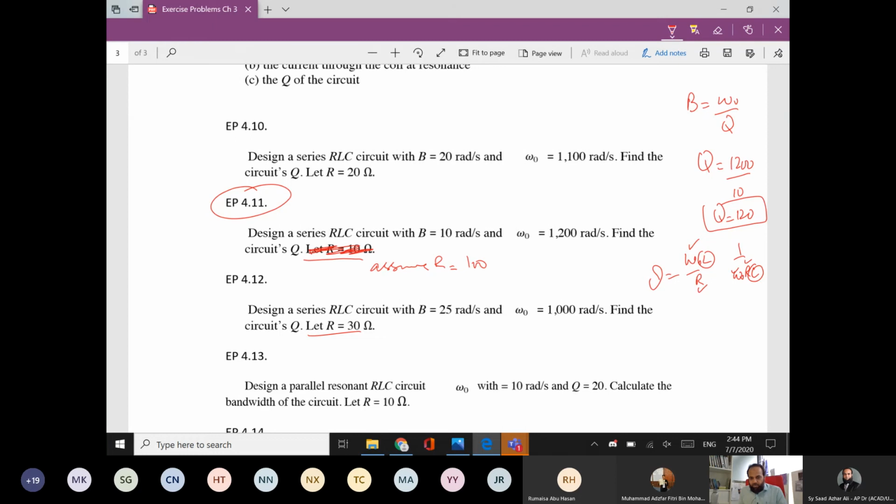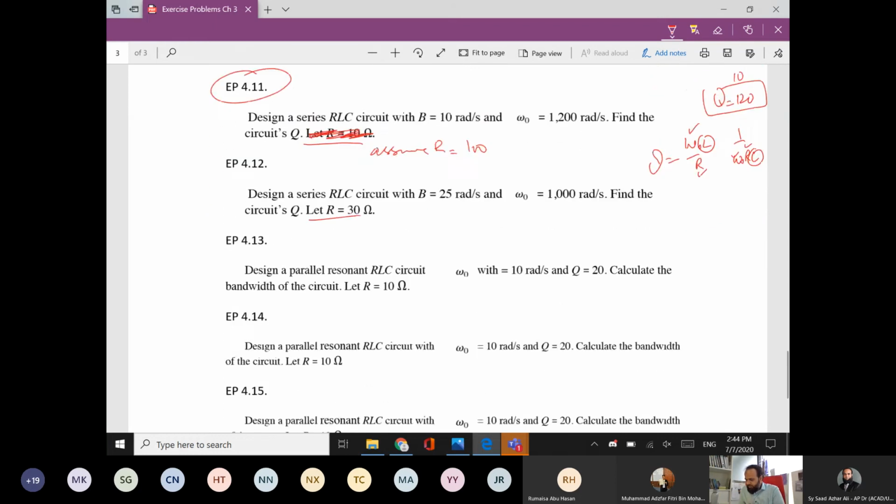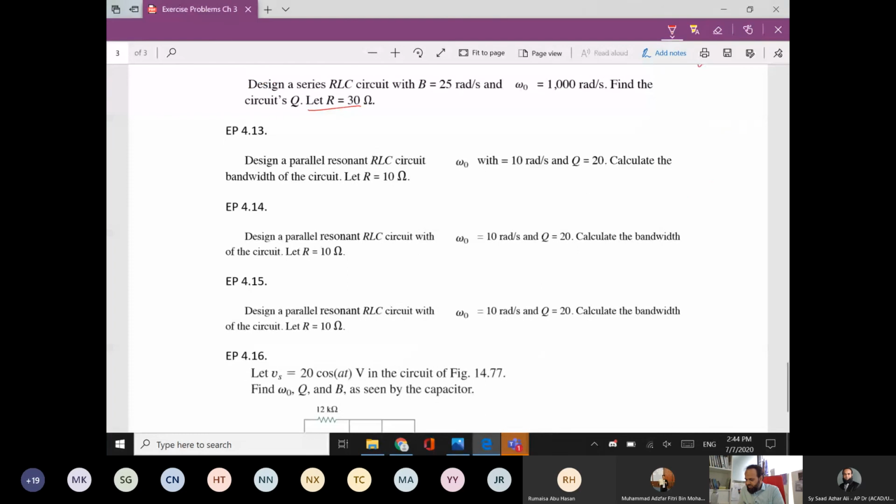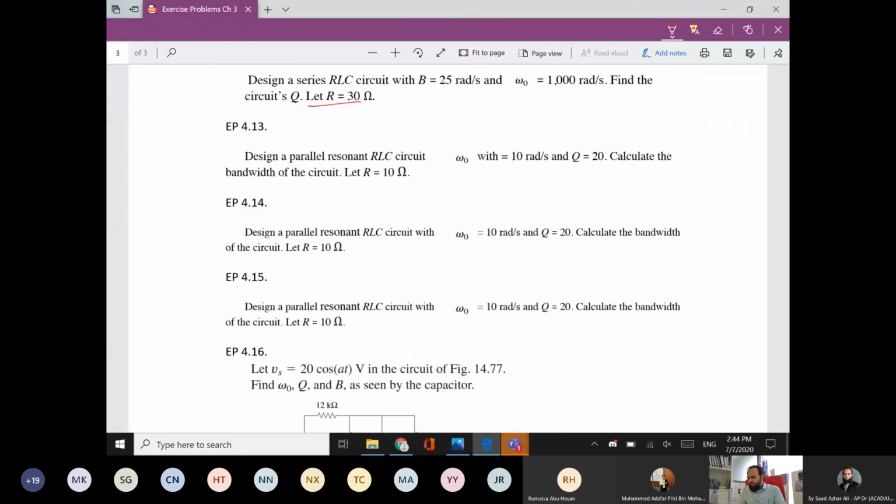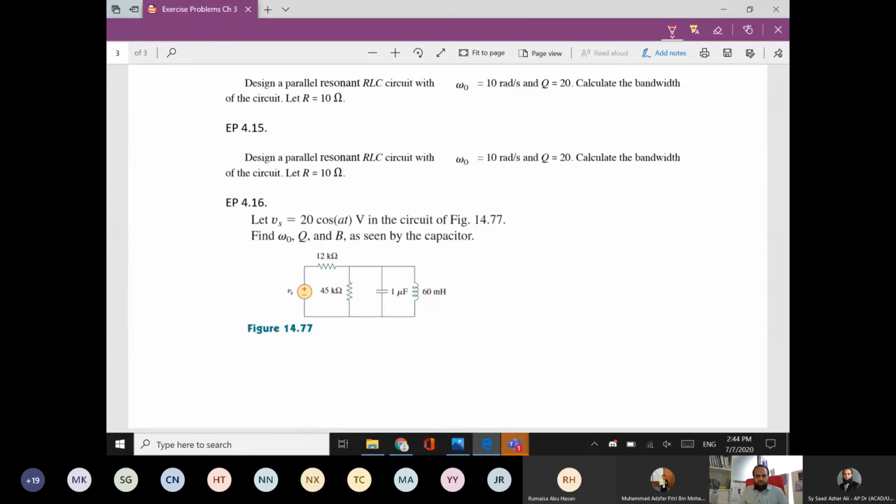Right, there is no question from you guys. Okay, I assume that this is clear. Then 12, 13, 14, 15. This is similar. This is designing RLC circuit in parallel, very similar. And then 16, I'll let you guys do it on your own. Okay, again, it's not that difficult. Any question?